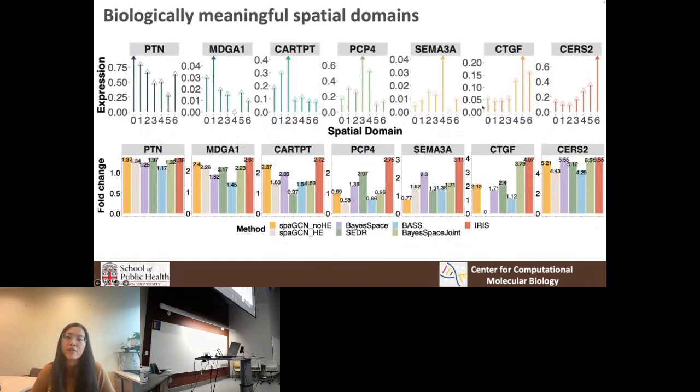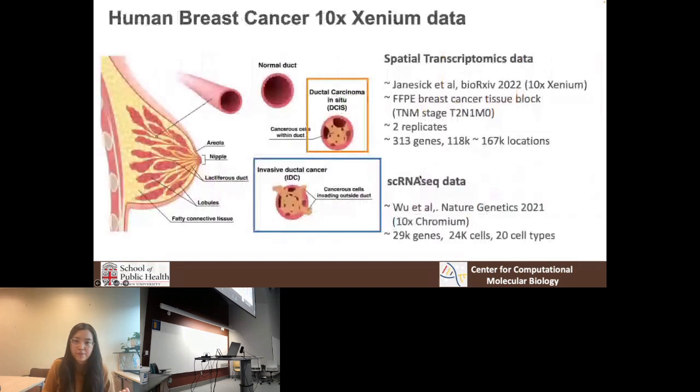So we checked the domain-specific layer genes, looking at the fold change of layer-specific genes in each domain detected by the different methods, which indicates how well they match the biological meaning. And we found that for all the domains, the domain-specific genes detected by IRIS have a higher fold change in expression in these domains compared with all the other domains.